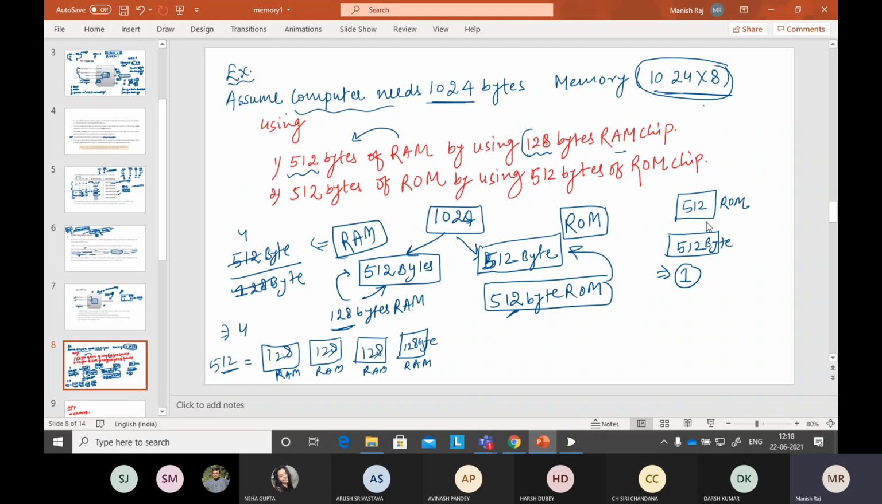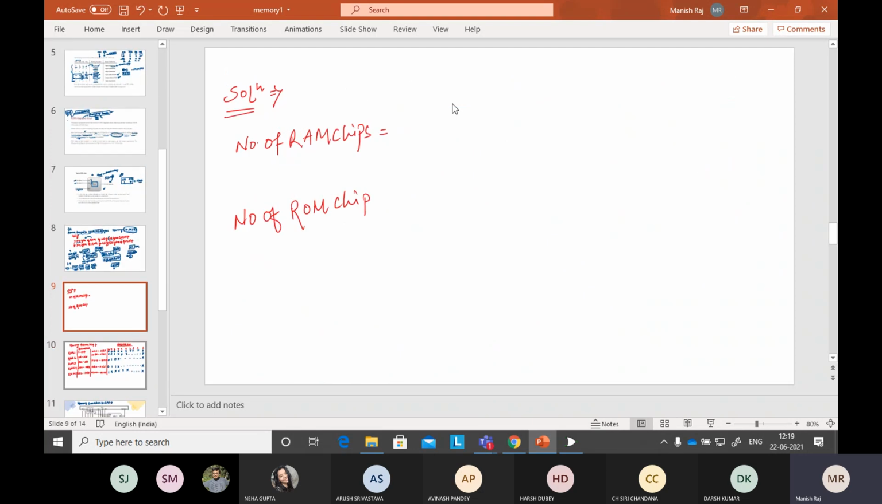It means the memory given is the same as the size of the ROM. So here you will use the 512 ROM. Okay. So four RAM are needed, and one ROM is needed to make this type of memory. There is a procedure you can understand. So the number of RAM chips needed is 4, and the number of ROM chips needed is 1.